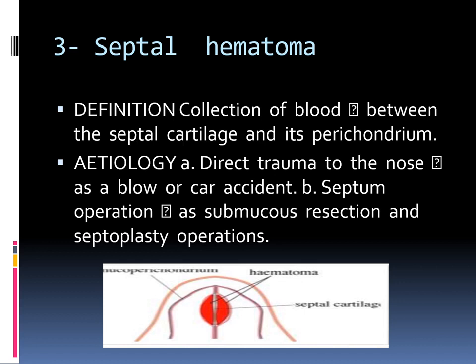Septal hematoma. Septal hematoma is a collection of blood between the septal cartilage and its perichondrium, usually due to direct trauma to the nose, such as a blow or a car accident. Remember the nasal trauma, or septum operations, a submucous resection and septoplasty. This will be discussed later.